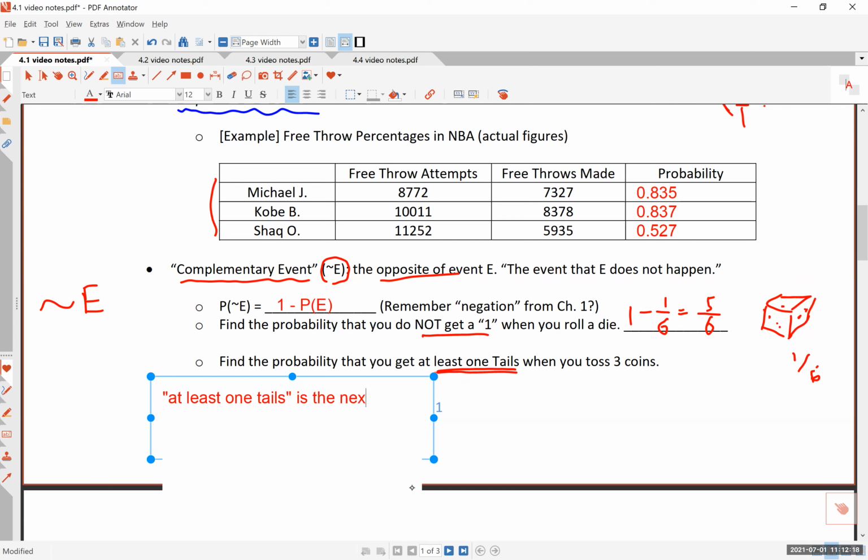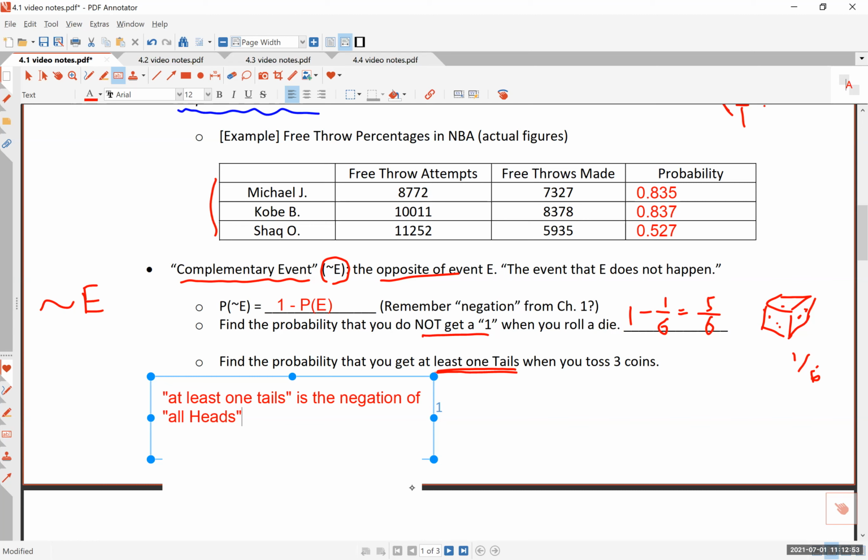is the negation of what? What are all the possible ways of not getting at least 1 tails? At least 1 tails means 1 tail is okay, 2 is okay, 3 is okay, right? So the only way to not get at least 1 tails is if it's all heads. Get that? The opposite of at least 1 is all heads. That sounds familiar, huh? Yeah, it should sound familiar because we learned this in chapter 1.